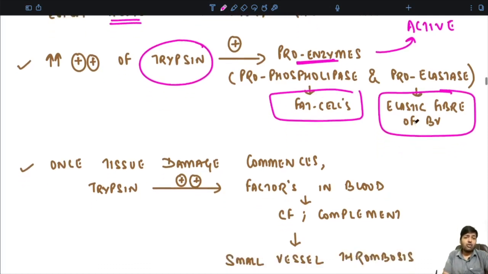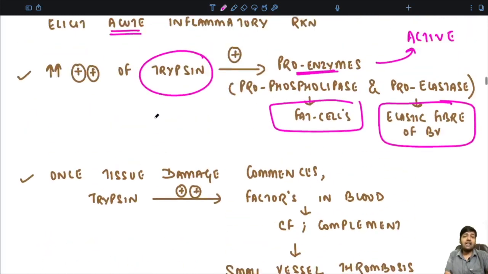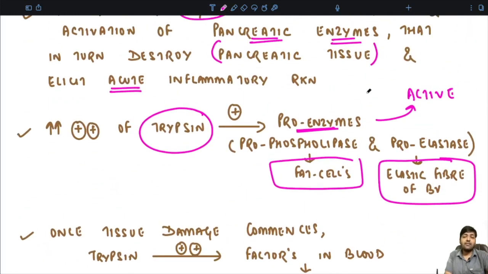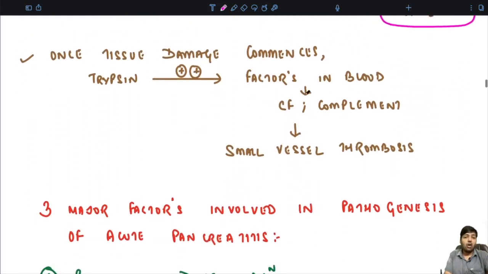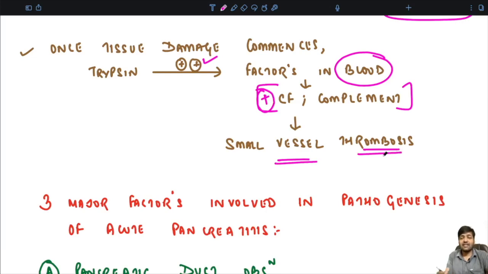So once the tissue damage commences, the trypsin is not only converting the proenzymes into active enzymes, but it is also going to stimulate certain factors in the blood, thus releasing the clotting factors and also activating the complement system. And this is causing small vessel thrombosis.